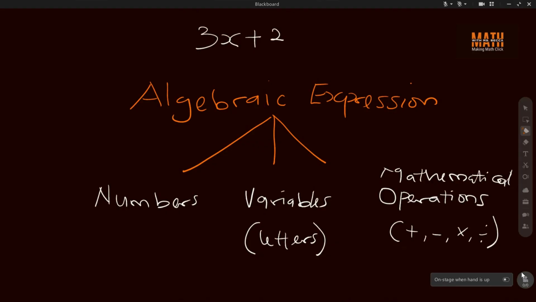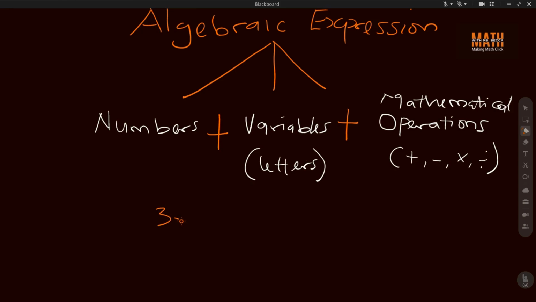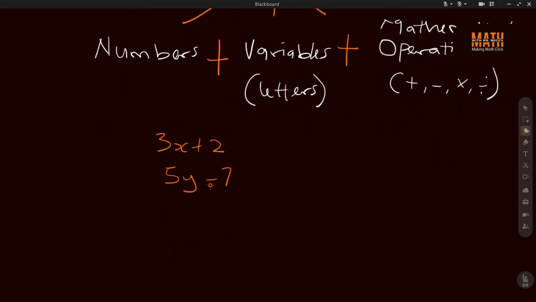An algebraic expression is a combination of numbers, variables, that is letters, and mathematical operations: addition, subtraction, multiplication, or division. 3x + 2 is an example. 5y - 7 is another example. Another example is a + b + 3. They all show letters, numbers, and mathematical operations, so they are all algebraic expressions.